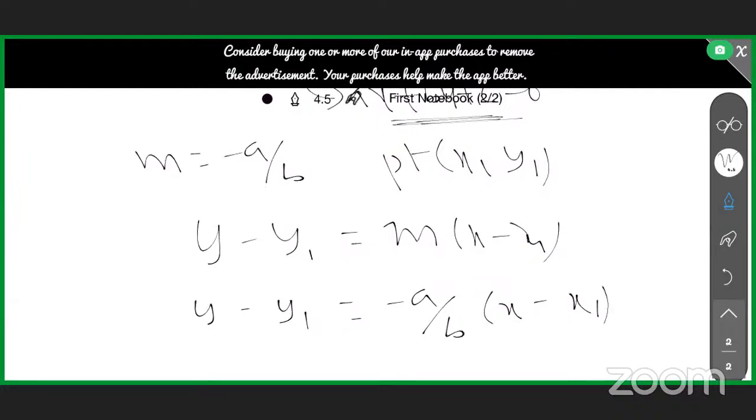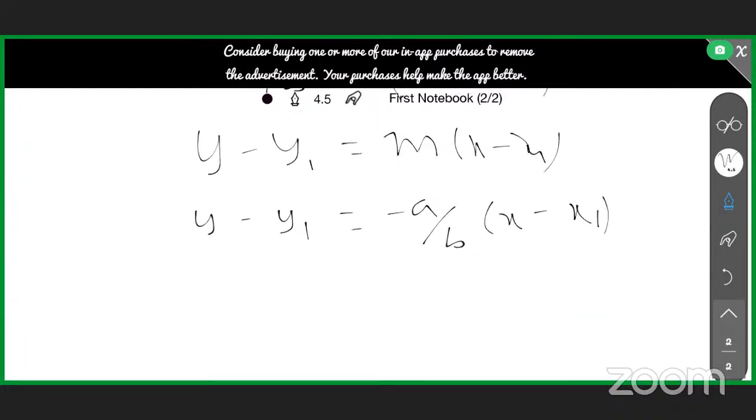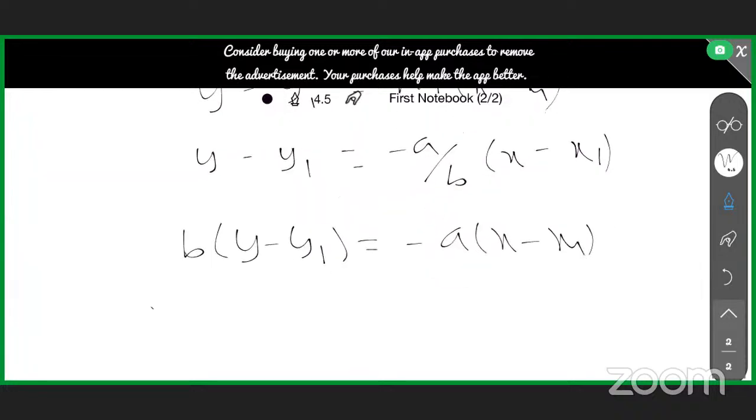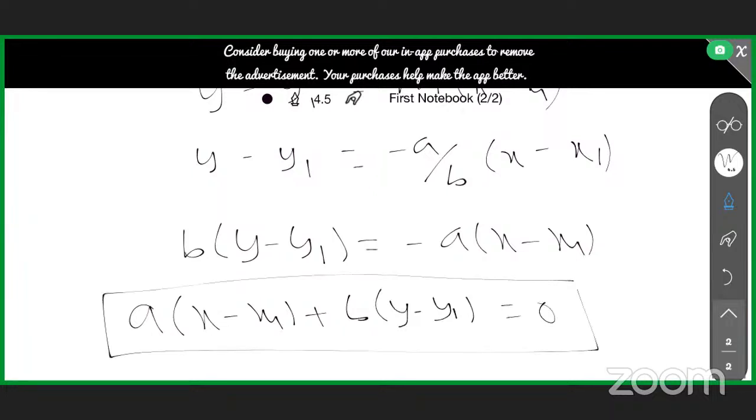If you simplify this, I send b this side, so b into y minus y1 is equal to minus a into x minus x1. Take everything to one side, this will become a into x minus x1 plus b into y minus y1 is equal to 0. Do you understand now why there is no constant c? Yes, sir.